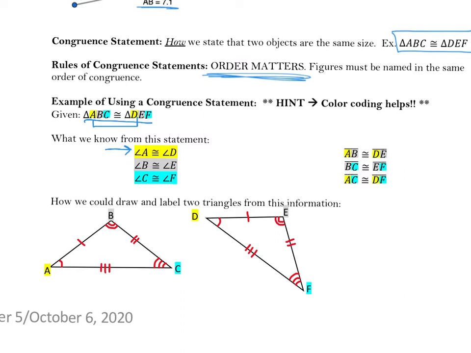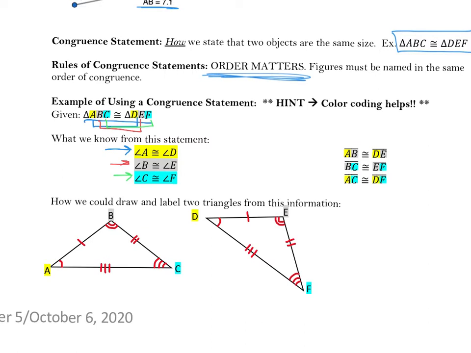All right, B and E are the second letters in each of the triangles as they're listed. Those are congruent to each other. And then lastly, C and F are the last letters listed for each of those. That tells me those are congruent to each other. All right, so the order in which they are labeled tells us what they are congruent with. So we don't even need a picture to know that angles A and D are congruent, B and E are congruent, and C and F are congruent.